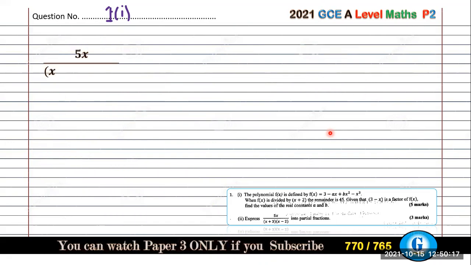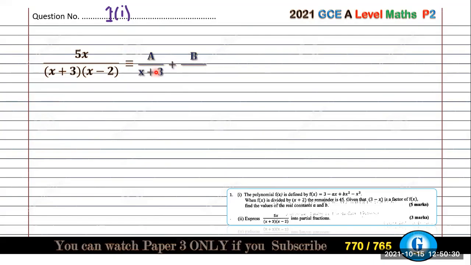So let's express this in partial fractions. We know that is the simple case. So this will be identical to, with this denominator, we have linear factors, right? So we just have a constant over the first linear factor plus another constant over the second linear factor. Now we multiply all through by the denominator of the left-hand side. We'll be left on the left-hand side with 5x is equal to a over x plus 3 times this LCM, will be left a into x minus 2. When we multiply b as well, we'll be left with b into x plus 3.